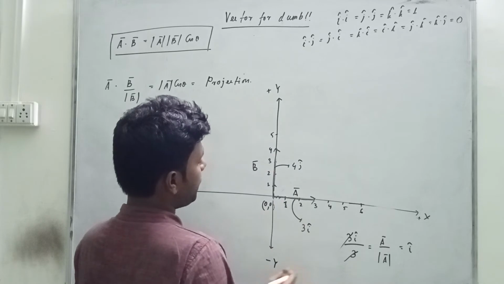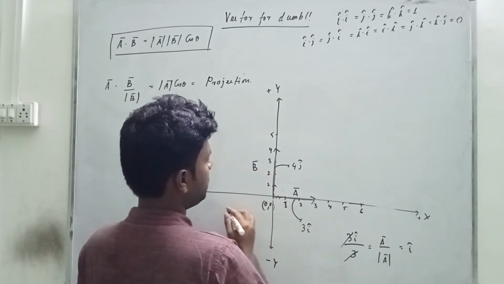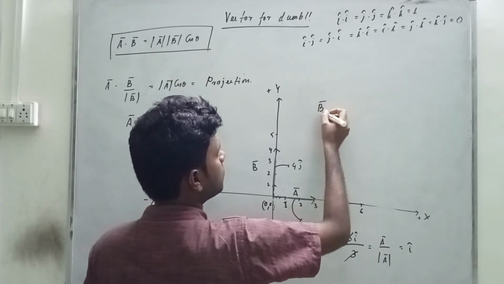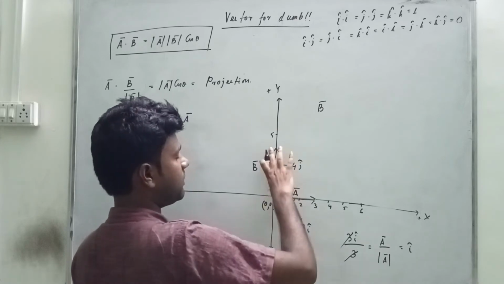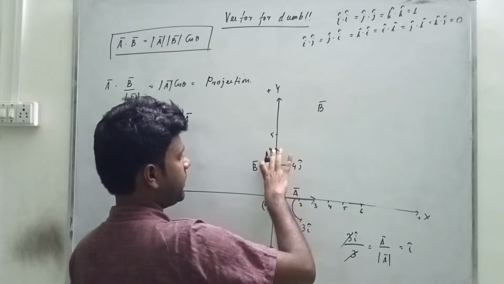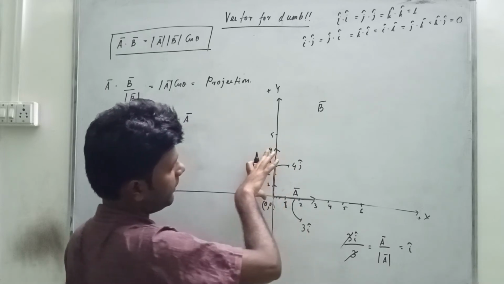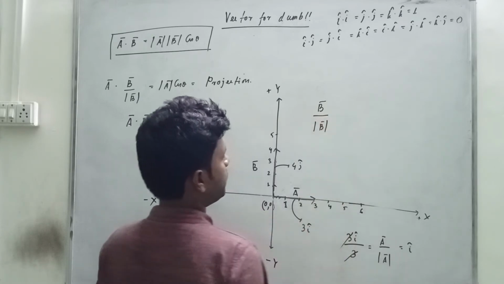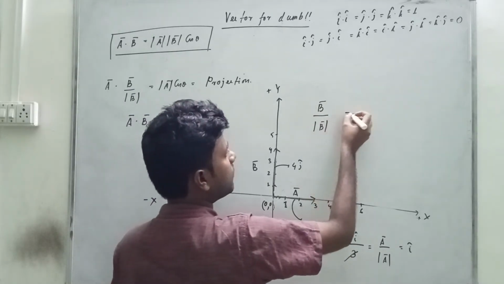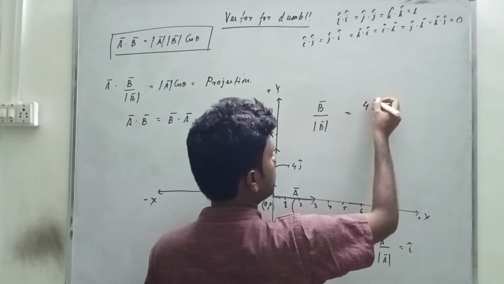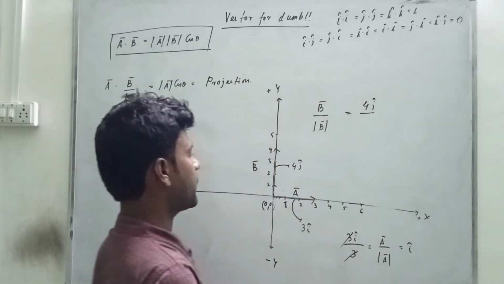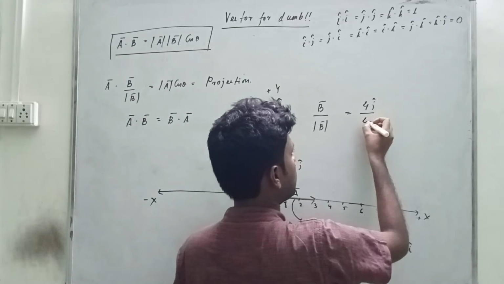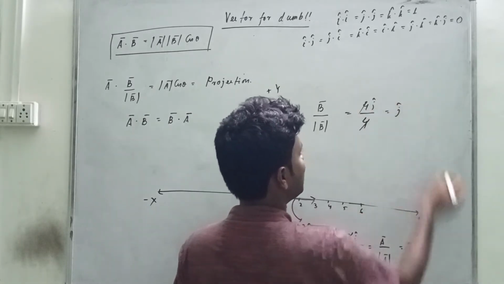So if you just write vector B, what will be the vector B here? Vector B equals 4 j hat, and if you divide by the length of the vector B, the 4, right? The length of the vector B is actually 4. So the magnitude of vector B, what will happen? The vector B is actually 4 j hat, and the magnitude of vector B, the length of this straight line, will go to 4. Then you are just left with j hat.